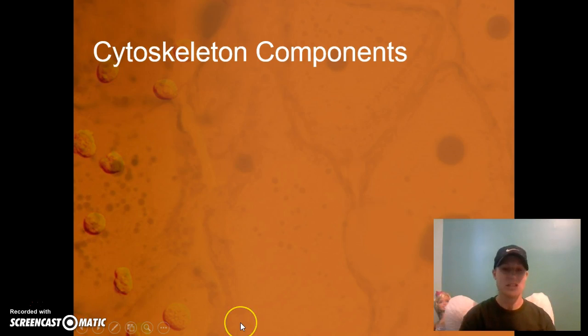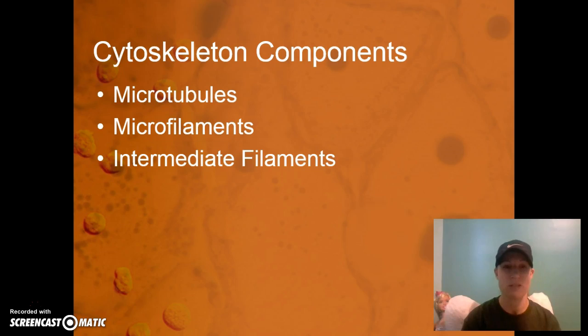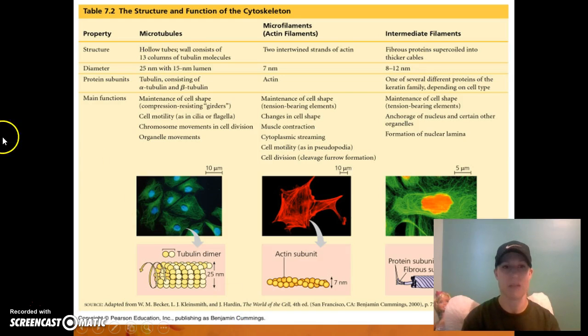Sorry. Cytoskeleton components. So what are we going to be talking about here? We're going to be talking about microtubules. We're going to be talking about microfilaments. And we are going to be talking about intermediate filaments. So the first one we're going to look at is microtubules.